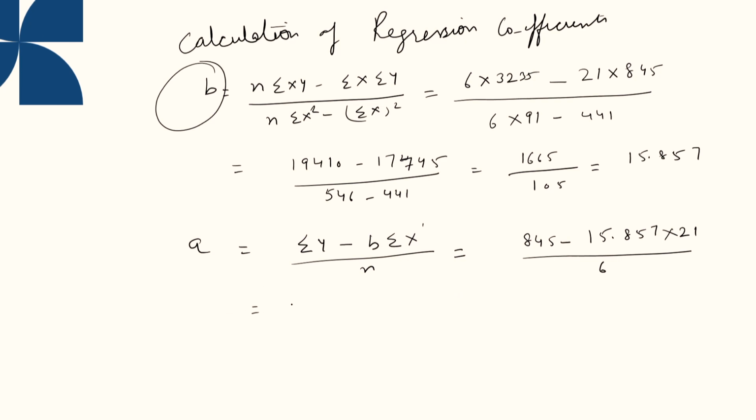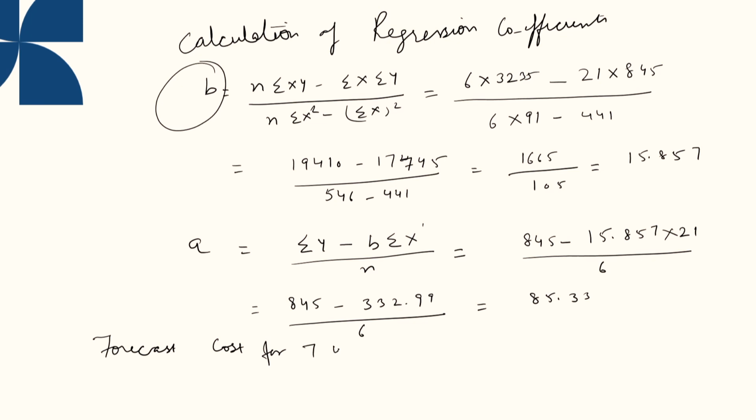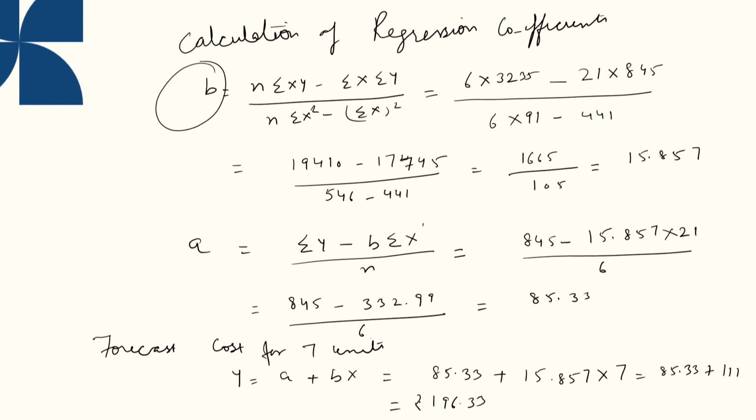So we got the figure of 845 minus 332.997 upon 6. We got the figure of 85.3348. Now we are there to forecast the cost for 7 units. For that we use the equation y is equal to a plus bx, which is equal to a, we computed 85.33, plus b, we have computed 15.857, multiplied by the 7. It comes to 85.33 plus 111, which is equal to 196.33 rupees. This is the forecasted cost for the 7th unit to be produced by the company.